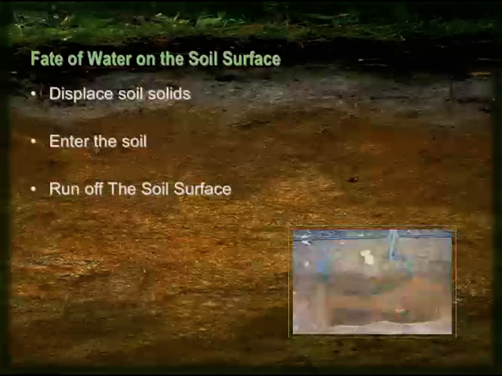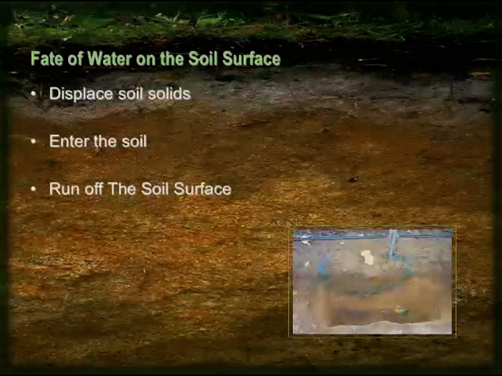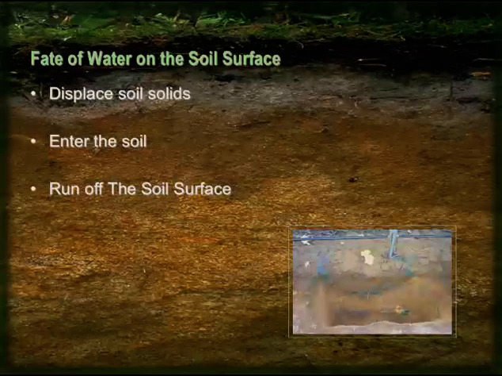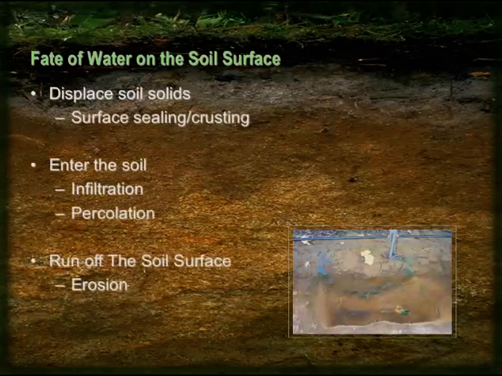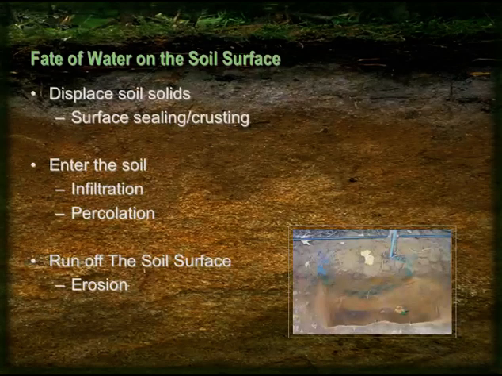So generally speaking, there's three different fates of water on the soil surface. First of all, we can displace all the soil solids. The moisture can enter the soil, or it can run off the soil surface. Now, when the soil displaces all the solids on the surface, that's when we get kind of a sealing or a crusting look on the surface. I think you've probably all seen this before.